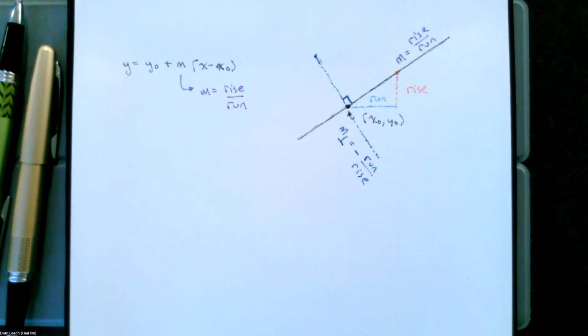Another way to remember this is that the product of perpendicular slopes is equal to -1. Rise over run times minus run over rise. The rise and the run cancel out, leaving 1, and the negative times positive is negative. Any questions? How's everybody? Okay.